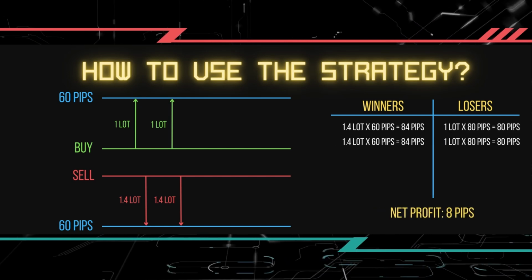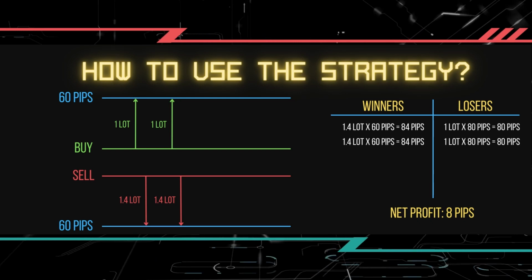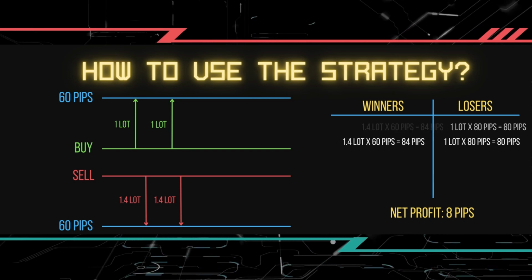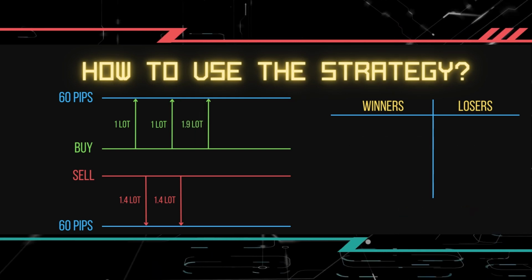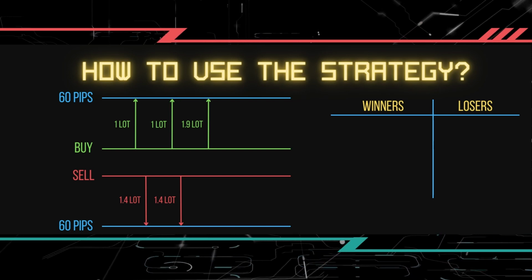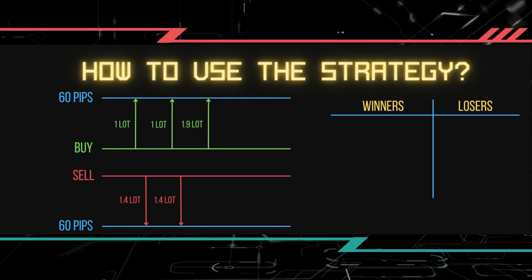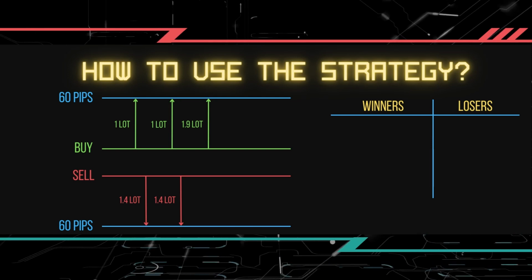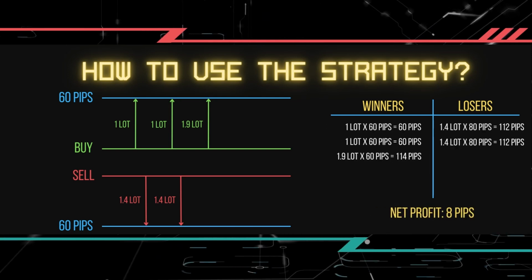Sadly, if the price goes back up and touches the entry point of the buy trade, we will enter another buy trade. However, instead of entering at the default 1 lot size, we will enter with a lot size of 1.9. This will allow us to stay profitable if the price is to hit take profit, bringing back 8 pips profit.